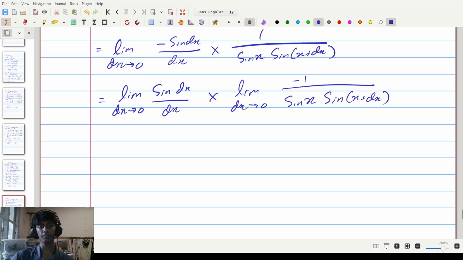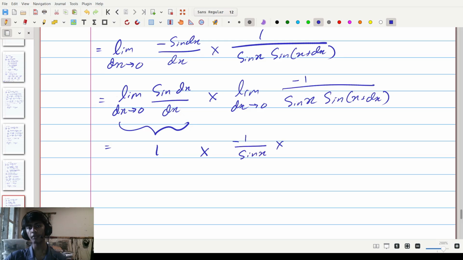Here, the first limit we found earlier, it is equal to 1, multiplied by the second limit, which is negative 1, and sine x is a constant relative to dx, so we have negative 1 divided by sine x, multiplied by 1 divided by sine of x plus dx, which as dx approaches 0 is 1 divided by sine of x plus 0, which is 1 divided by sine x.